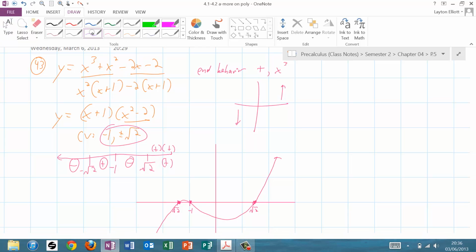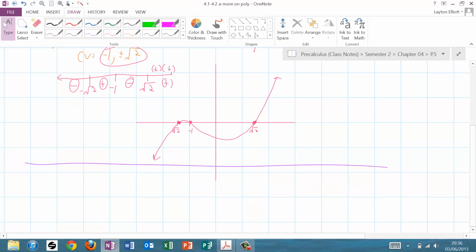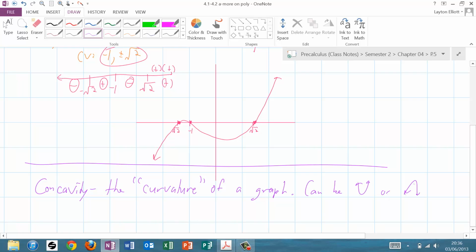So now we're going to head on to some new stuff. We're going to talk about concavity. Concavity is the curvature of a graph. And it can be concave up, or it can be concave down.